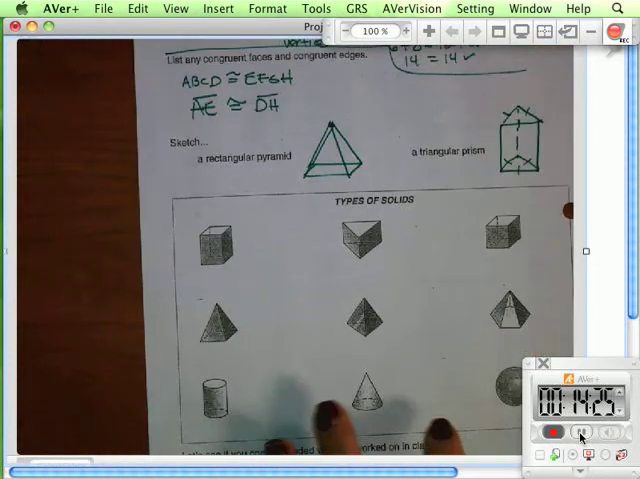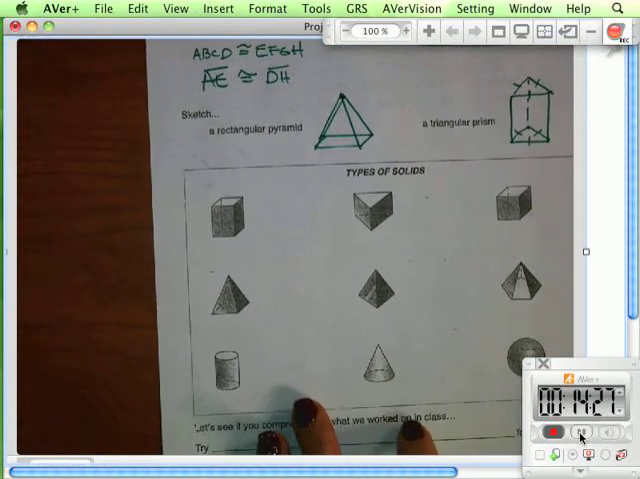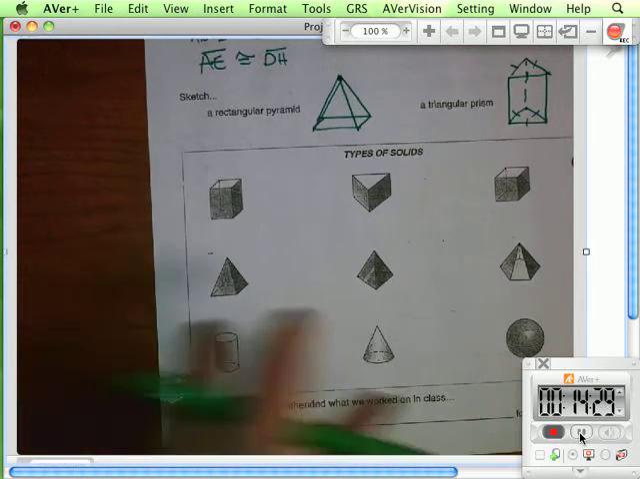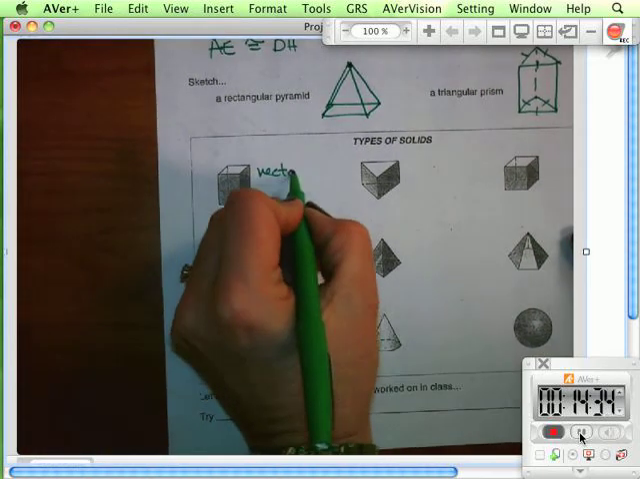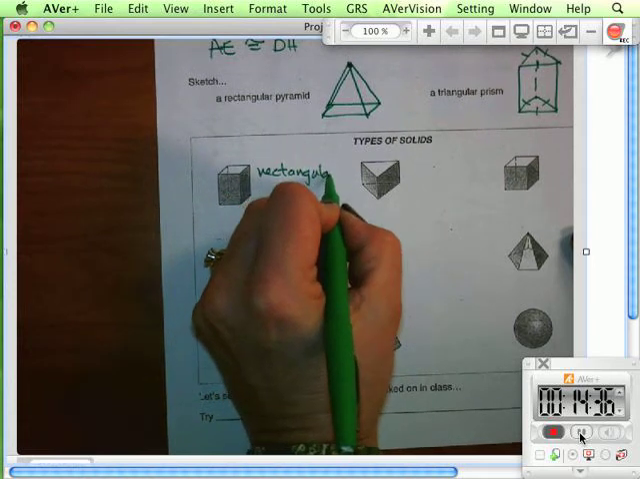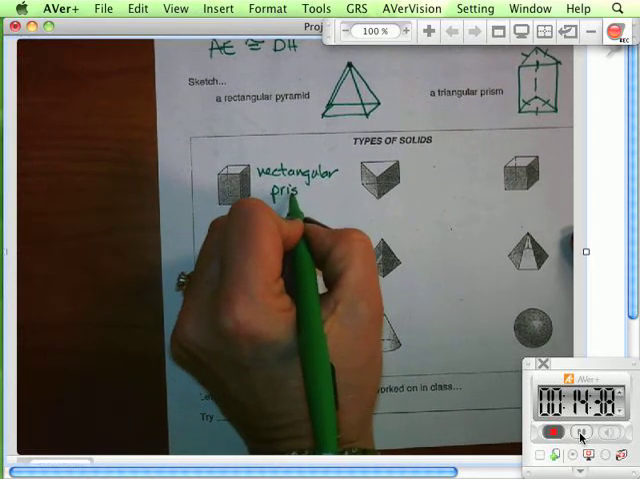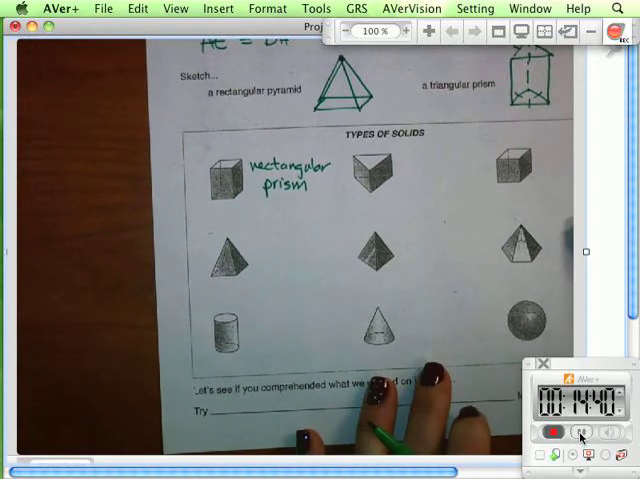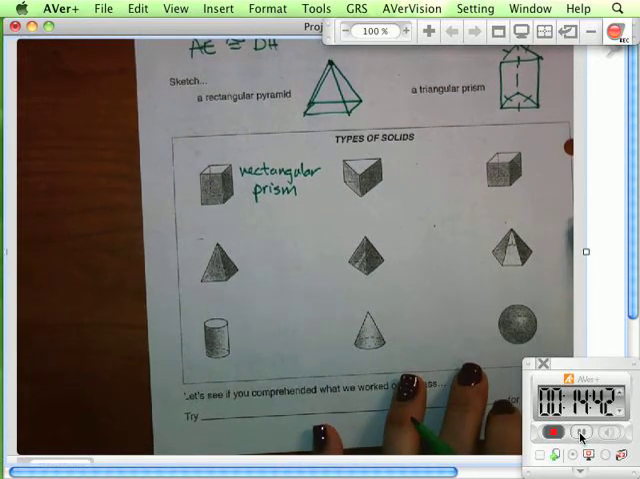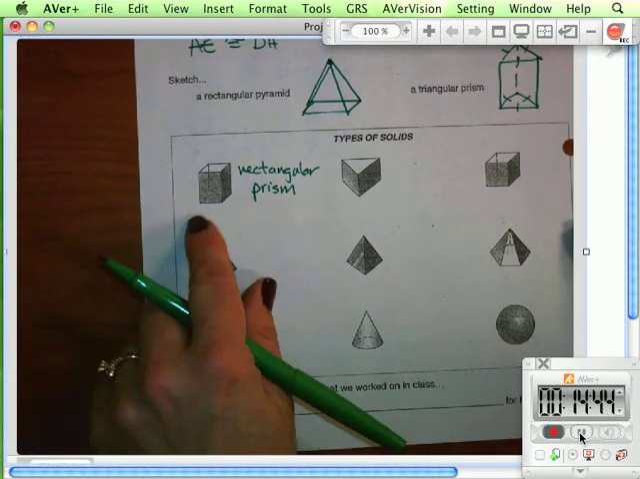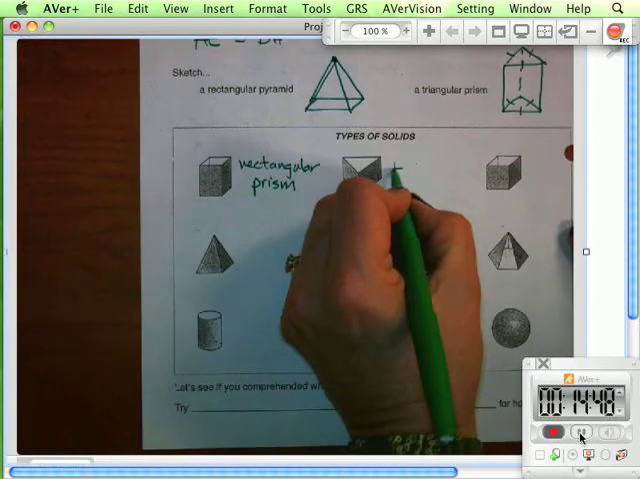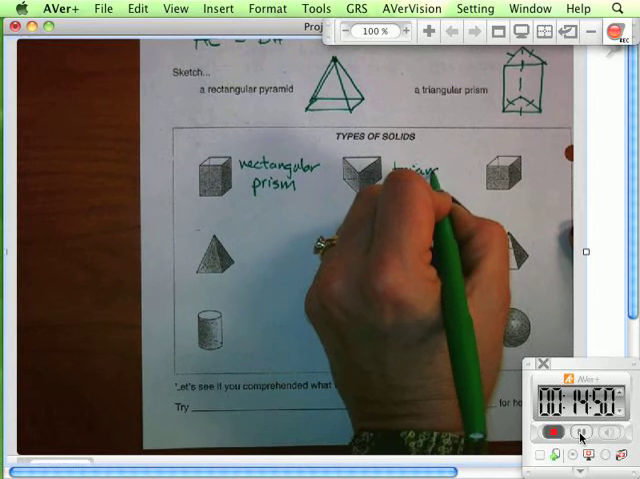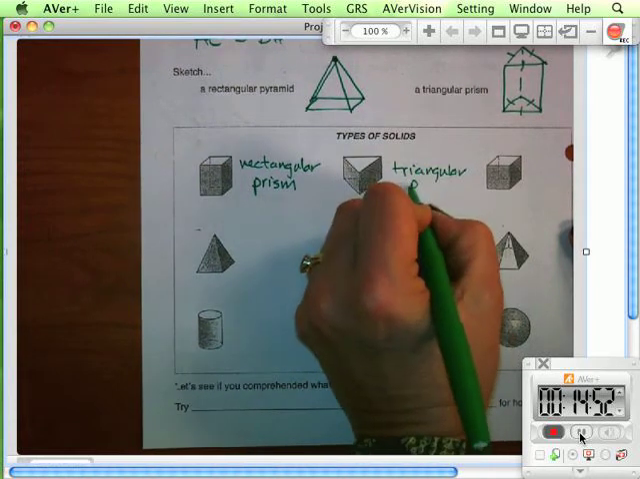All right. Types of solids. We've got to be good at naming these. So, what's the first one? Rectangular prism, because the base is a rectangle. What is the base of this one? So it's going to be called a triangular prism.